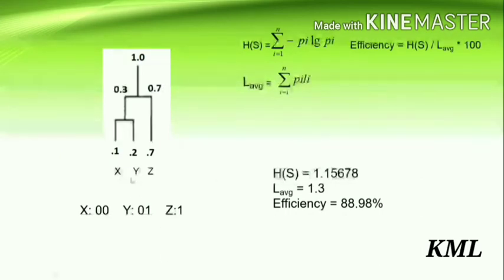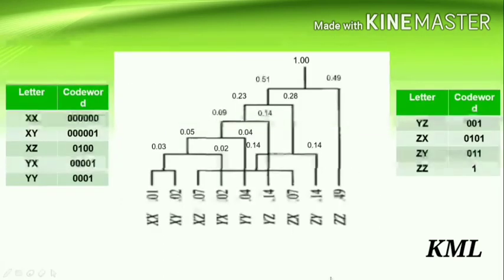So for XZ we have 0.1 into 0.7. For YX we multiply 0.2 and 0.1. For YY 0.2 into 0.2. For YZ 0.2 into 0.7. For ZX 0.7 into 0.1. For ZY 0.7 into 0.2 and for ZZ 0.7 into 0.7. Okay, so these are the probabilities you get after multiplying the probabilities with themselves and with other letters.